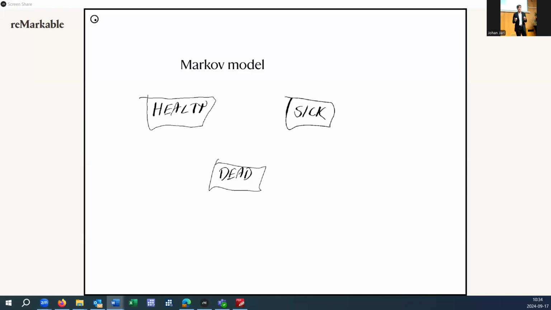Dead here is a so-called absorbing state. There is no way to leave this health state. When constructing a Markov model, it's important to consider that the more states that are included in the model, the less transparent the model will be due to the rapidly increasing complexity.